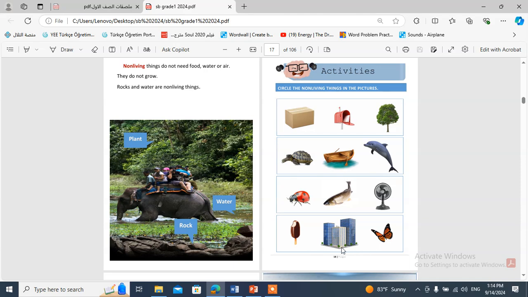What about this group here? This is a butterfly, buildings, and ice cream. The living thing is the butterfly, but I need you to circle the non-living things. So you're going to circle the buildings and the ice cream.